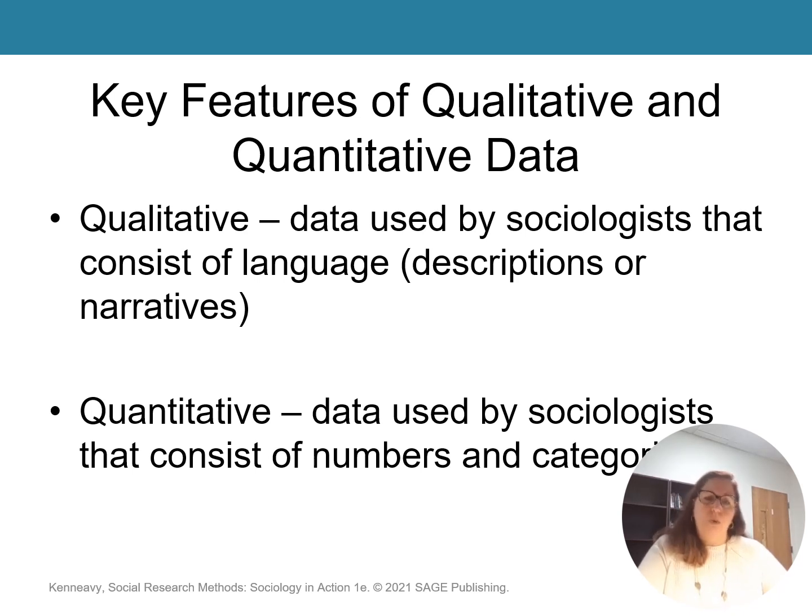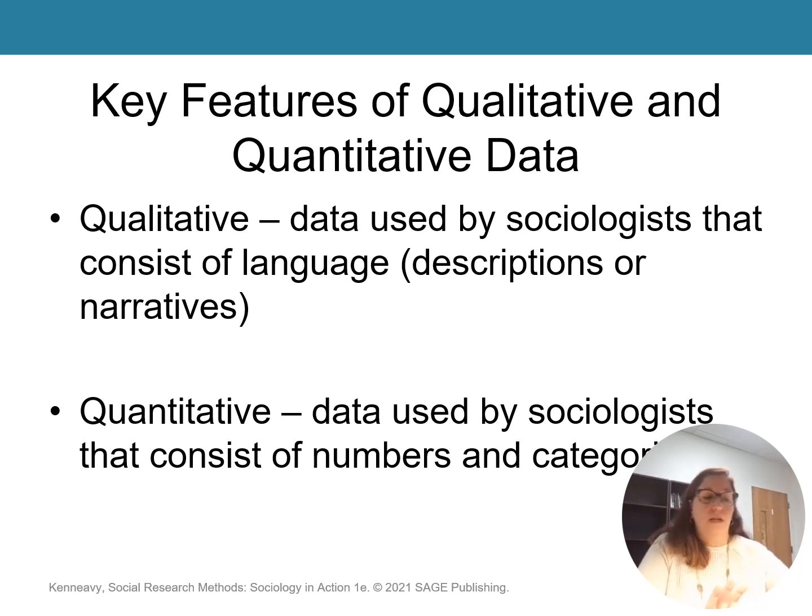And when analyzing qualitative data, we look for commonalities. We look for themes in that data. We can use these themes to make comparisons. Whereas quantitative data, this is data used by sociologists consisting of numbers and categories. Quantitative data is data that may already be in numerical form, or it's data that can be represented by numbers. We sort of quantify the information or the data that we collect.